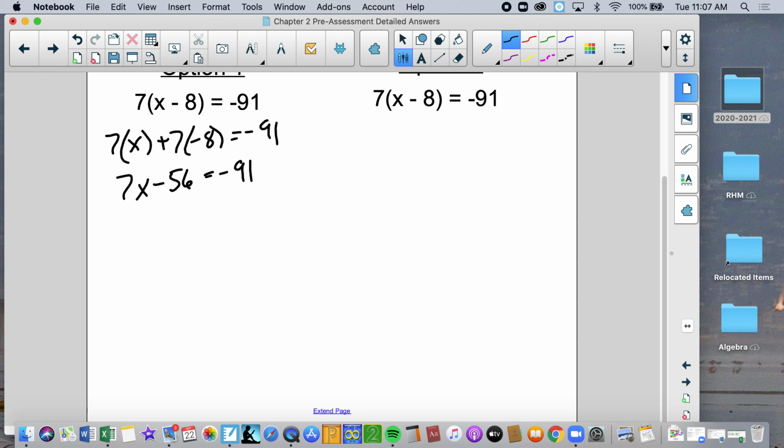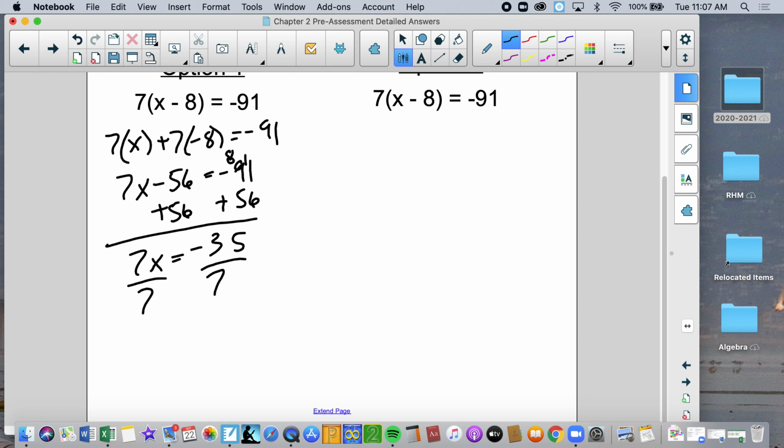More often, you'll know when you're making a mistake. You got to listen to your intuitions. Add 56, add 56, 7x equals, the signs are different. You have a negative 91 and positive 56. So we're going to take the smaller from the larger. 6 goes in 5. 5 goes in 8 3 times. We have more negatives than positives, so it's negative 35. Divide by 7. X equals negative 5.